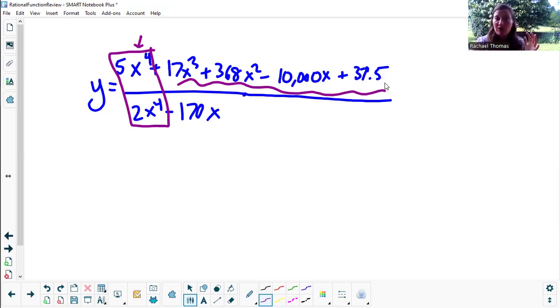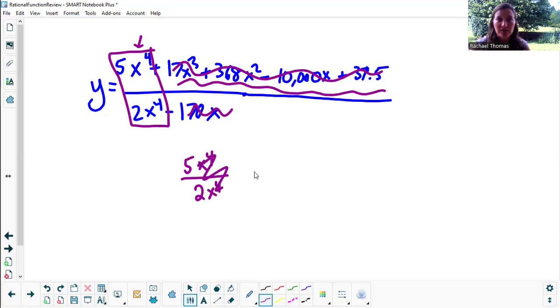So for very large values of x, whether positive or negative, nothing but the highest power of x is going to influence the behavior of the output at all. So I'm just going to ignore it entirely. I pretend it's not even there. And looking at the highest power of x terms, I can simplify those. 5x to the fourth over 2x to the fourth, in this case, would be equal to 5 halves, and that would be a horizontal asymptote of 5 halves. That's my end behavior. HA, horizontal asymptote.